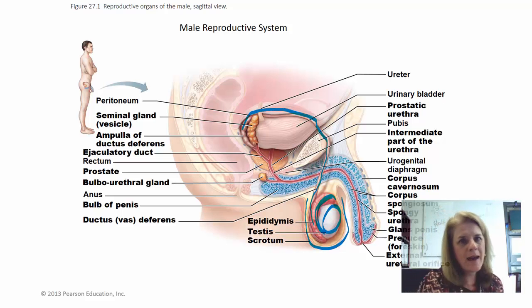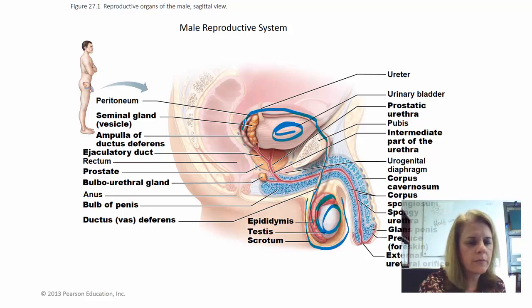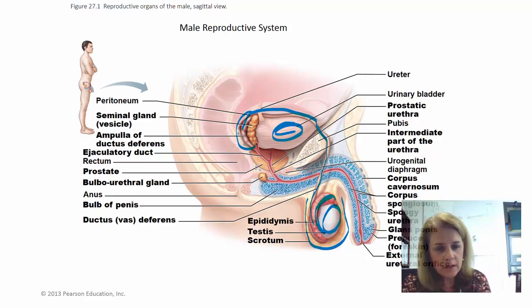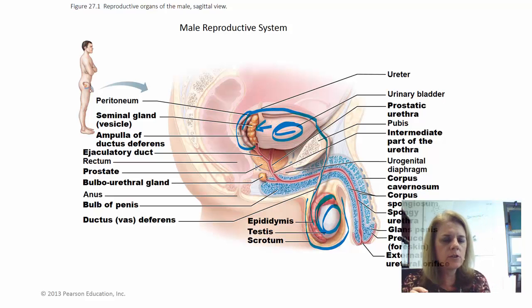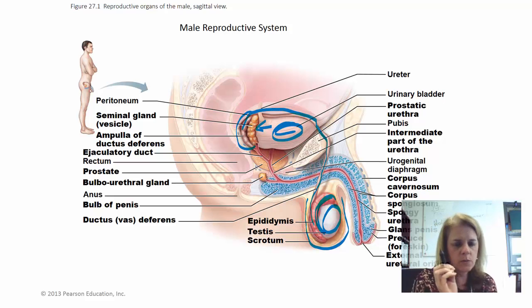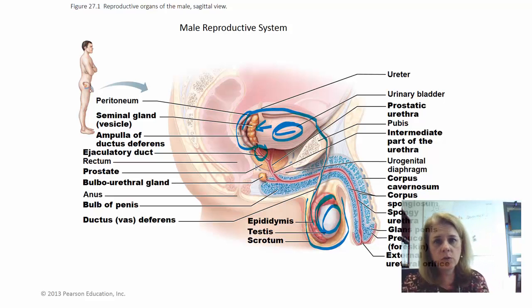At the back side of the bladder, this is your bladder, you get this widened area called the ampulla of the ductus deferens, and this is the seminal vesicle. Where the seminal vesicle and the ampulla come together, this is where you're going to start adding some of that fluid to the semen, and they form this little structure here called the ejaculatory duct.